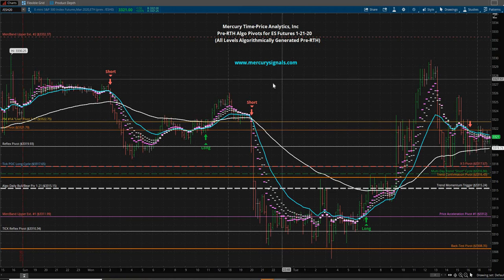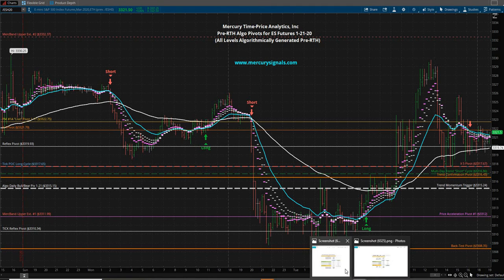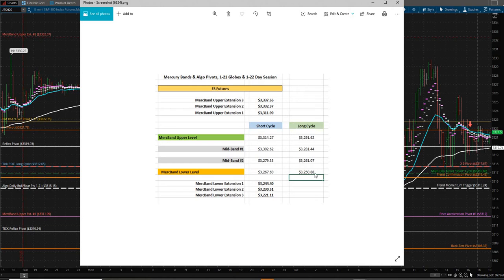And the reason that you get that is because the market is so overbought. Some of these upper extensions are not above price anymore. They're down here. Now, the other thing that the Mercury bands do is they give this body of pivots. Now, you've got a short cycle and a long cycle. Even the short cycle is many days. The long cycle is substantially longer.